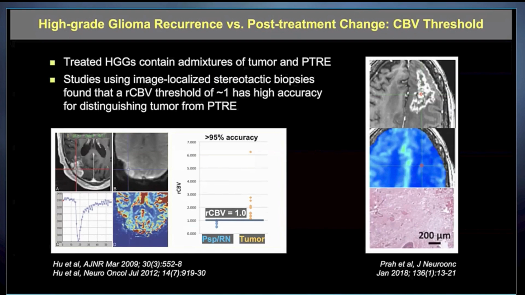But I do want to go back and say that the values that were published originally from our group were using normalized rCBV. And I sort of alluded to the selection of normal appearing white matter regions, using each patient as their internal control. And so I wanted to talk a little bit about what that process entails.